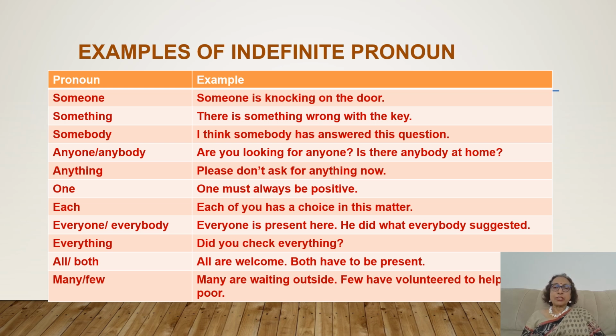Everyone is present here. So you have the word everyone is. He did what everybody suggested. Did you check everything? Up to here, all singular forms. So whenever we use them as the subject, we have to use the singular verb.